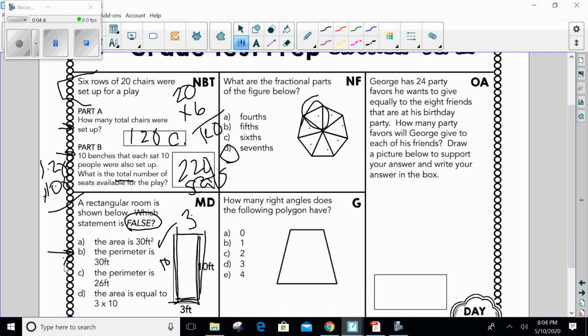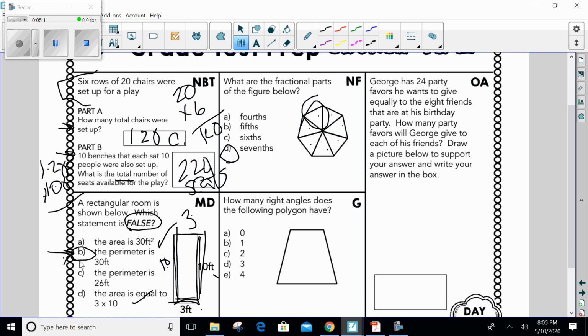Okay, the next one, the perimeter is 26 feet. Well, we just figured it out. That is exactly what it is. 10 plus 10 is 20. 3 plus 3 is 6. 26 feet. Awesome. We know that one's true. The area is equal to 3 times 10. Well, it's length times width. 3 times 10, 10 times 3. Either way, commutative property. So that one is true. So our possibility is our answer.